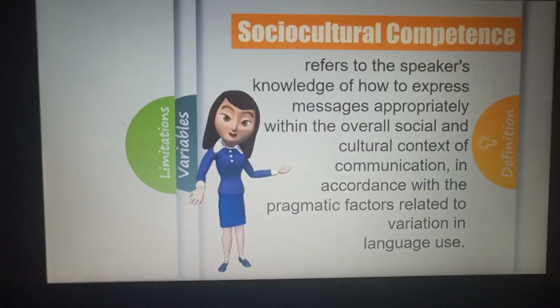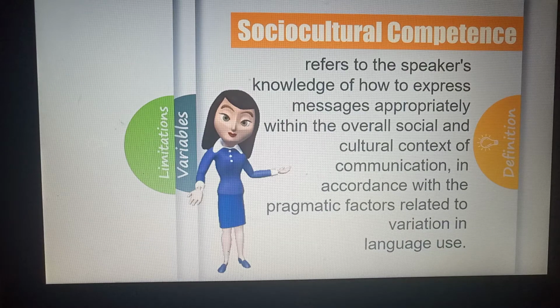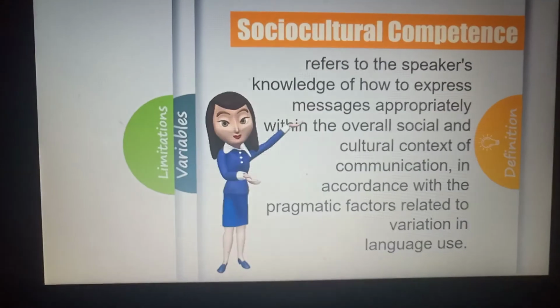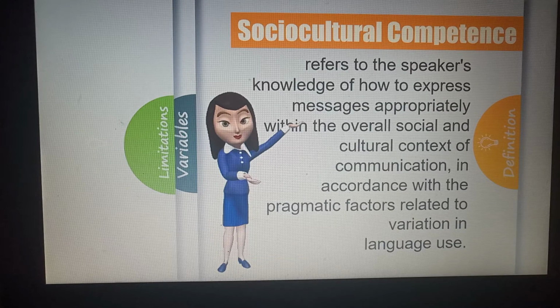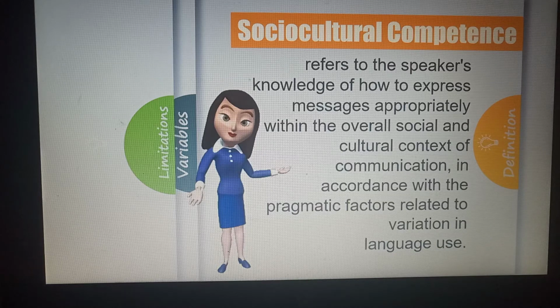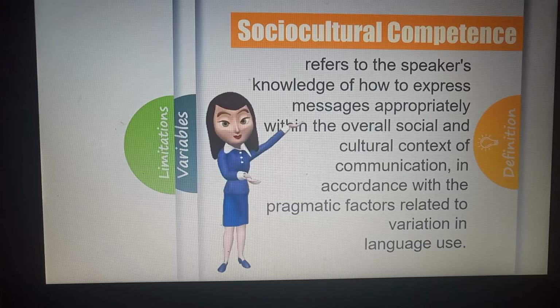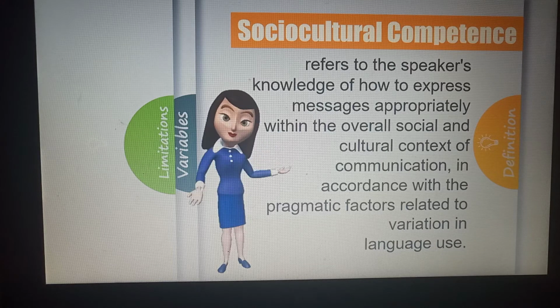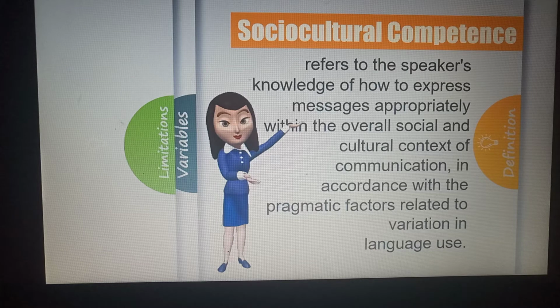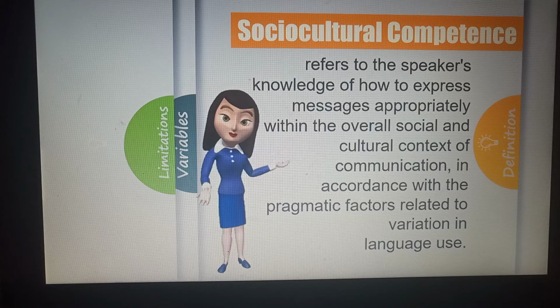According to Moirand et al., 1995, it refers to the speaker's knowledge of how to express messages appropriately within the overall social and cultural context of communication, in accordance with the pragmatic factors related to variation in language use. This includes knowledge of language variation with reference to sociocultural norms of the target language.